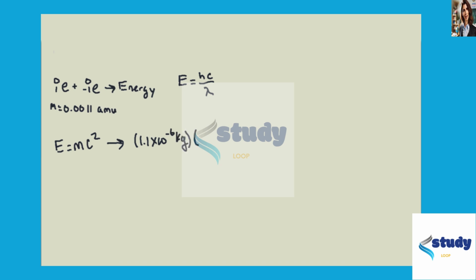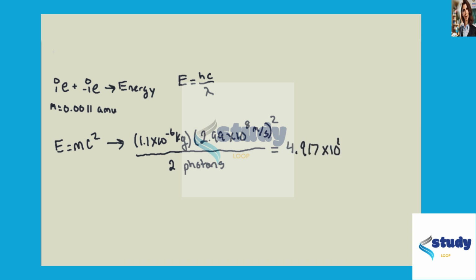When plugged into our equation, I'm going to multiply that by the speed of light, 2.99 times 10 to the 8th meters per second, and that'll be squared. And the last thing I'm going to do for this problem is normalize all of this to two photons, because we know the two photons are going to be produced. So what we can tell is the amount of energy produced in these two photons, or per photon, is 4.917 times 10 to the 10th joules per mole of photons.